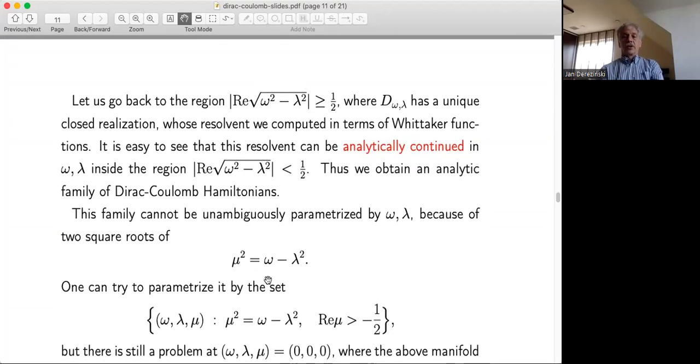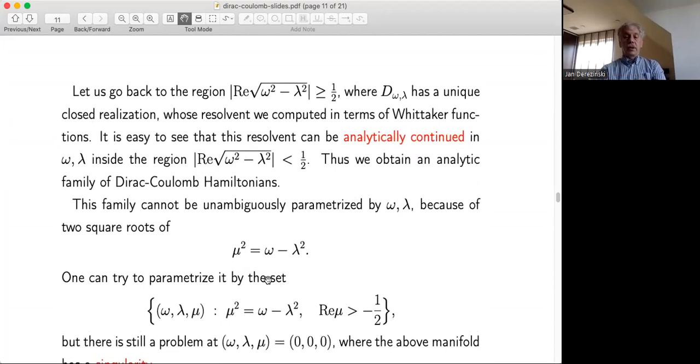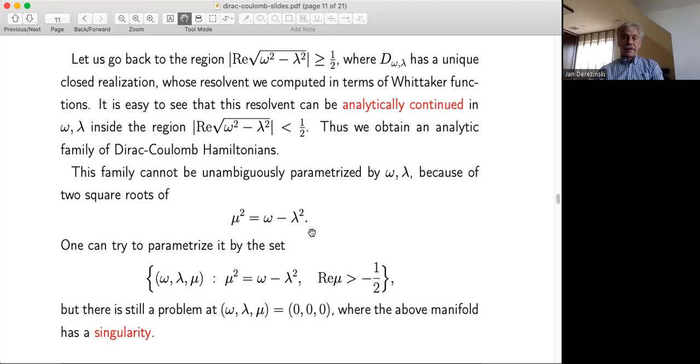Let us go back to the region where the Dirac-Coulomb Hamiltonian has a unique realization. This is the region where we computed the resolvent in terms of Whittaker functions. It is easy to see that this resolvent can be analytically continued in omega and lambda inside this strange region. The analytic continuation is very helpful here, and this is why I would like omega and lambda to be allowed to have complex values, but otherwise it is not so important. So we obtain an analytic family of Dirac-Coulomb Hamiltonians.